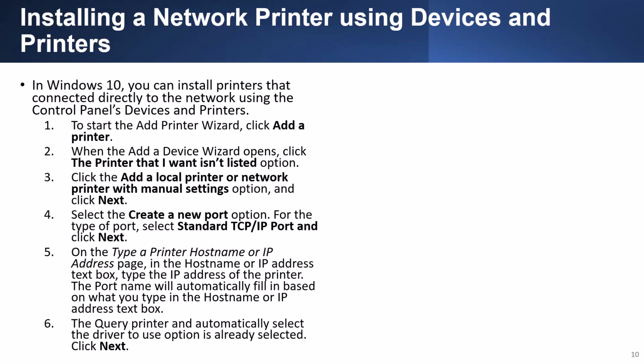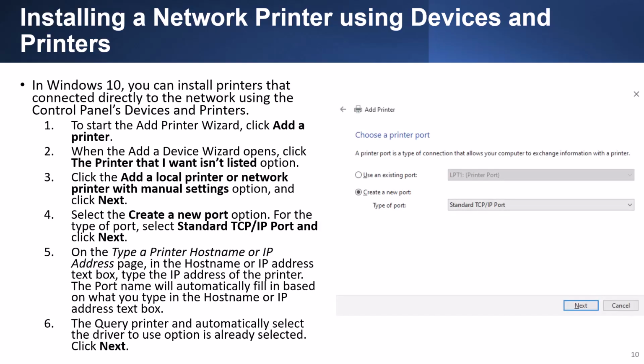In Windows 10, you can install printers that connect directly to the network using the Control Panel's Devices and Printers. To start the Add Printer wizard, click Add a Printer. When the Add a Device wizard opens, click the Printer that I want isn't listed option. Click the Add a local printer or network printer with manual settings option and click Next.